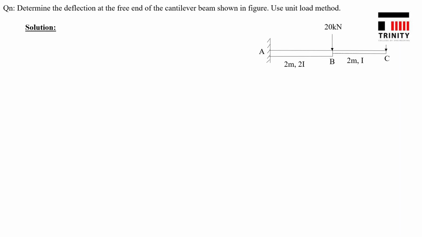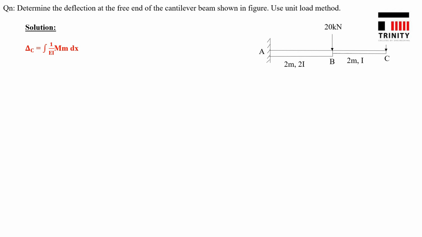By using unit load method, the deflection at any point can be calculated by using the formula delta is equal to integral 1 by EI into capital M small m dx, where capital M is the moment at any section due to external load and small m is the moment at any section due to unit load. I repeat, capital M is the moment at any section due to external loads and small m is the moment at any section due to unit load.